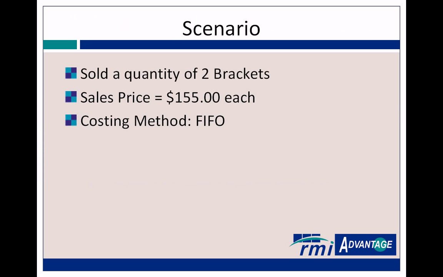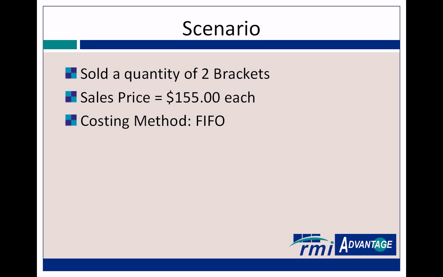Now that we've taken a look at the vendor invoicing side and what would happen when we receive an invoice separately as opposed to receive an invoice in one step, we're going to take a look at the sales side. And in our scenario, we're going to sell a quantity of the 2 brackets. Again, they are the parts that we have. And what we sell them for is $155 each. Our costing method will always remain the same.